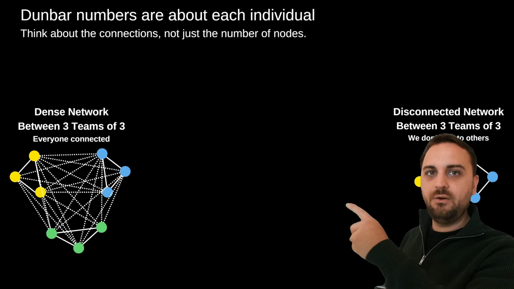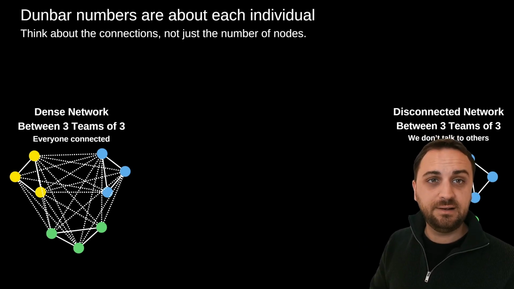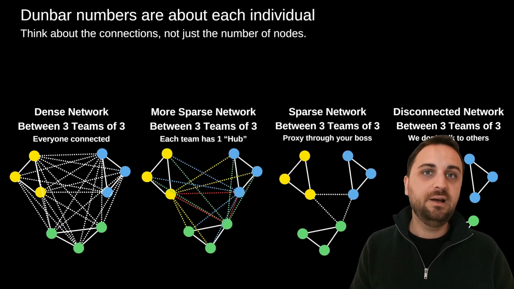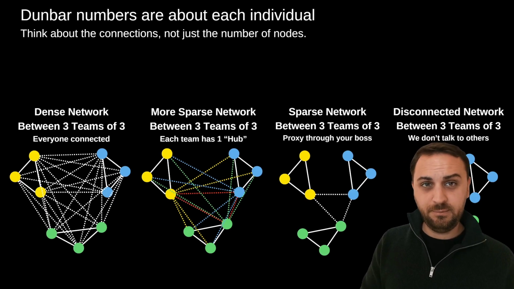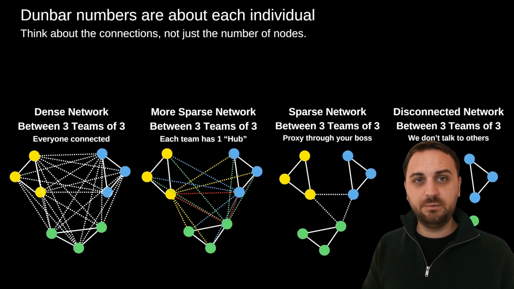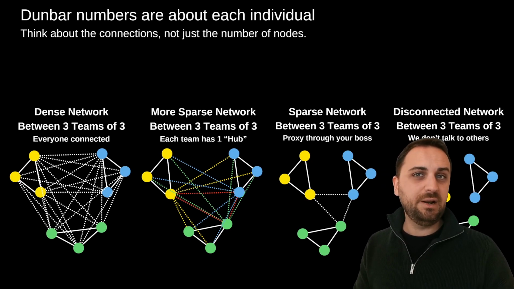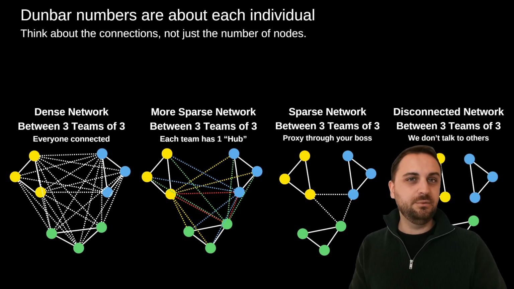Or we can have an ultra dense network between 3 teams of 3 where everyone is connected. Everybody talks to everyone all the time. And there's stuff in between too, right? We can have a sparse network between 3 teams of 3 where everybody's proxying information through their bosses, and bosses get together and talk. Nobody in between talks. Or we have the more connected variant of that where everybody has a hub, but everybody can still talk to each other and they still figure it out. And those hubs might be different people, or you might have partial hubs, 2 or 3 people talk to 2 or 3 people, but it's not complete.